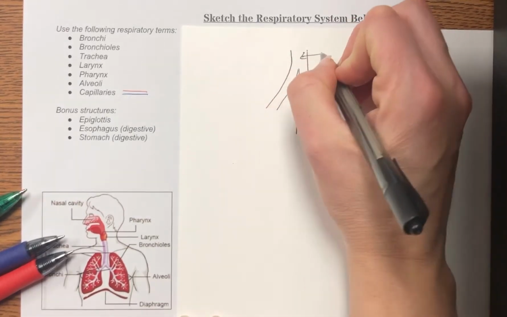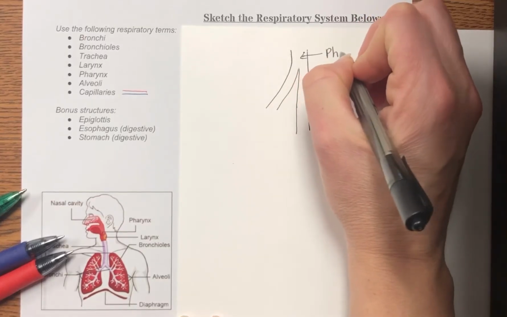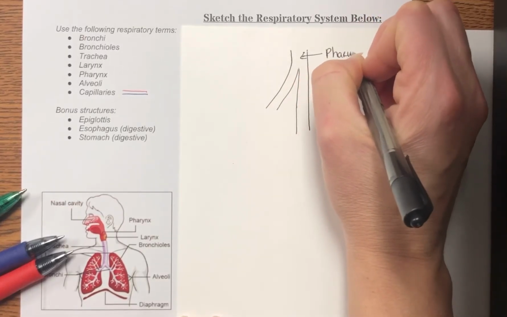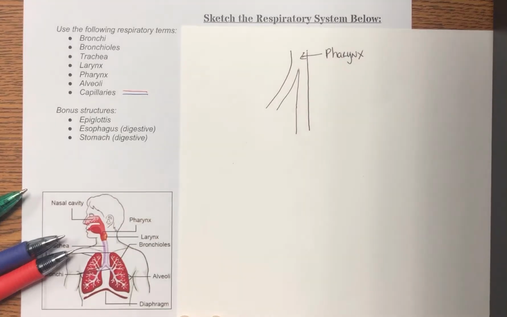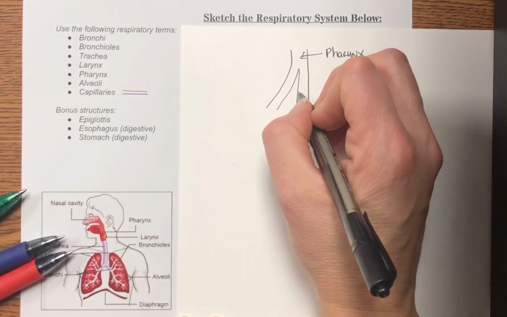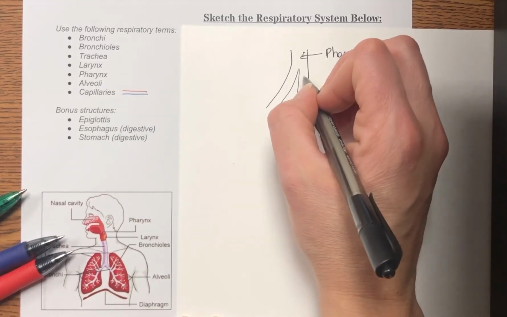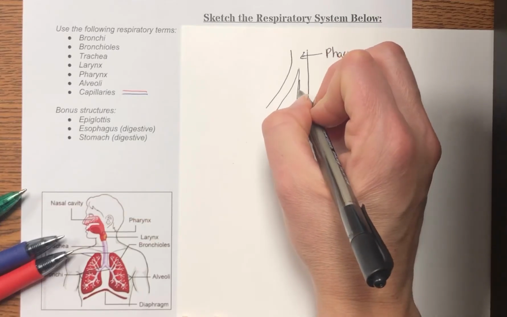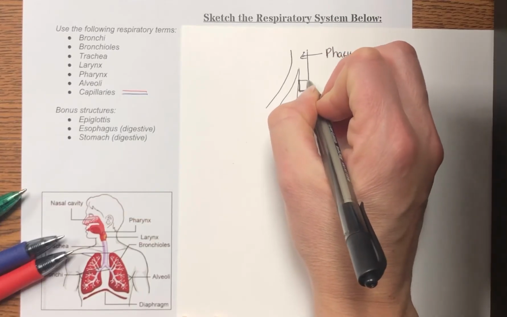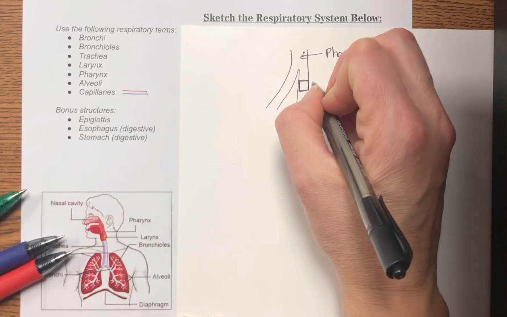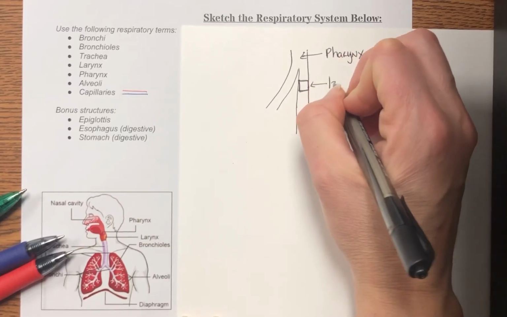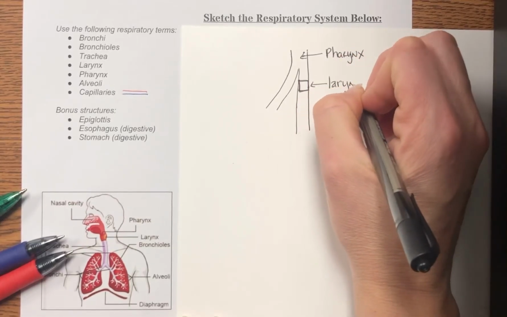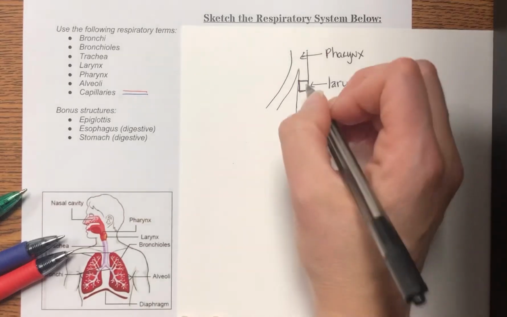This is your throat, which we call the pharynx. Okay, then down below, I'd like you to draw a box in this tube. Make sure you're doing it in the correct tube. It's not really a box, but that would be the larynx, also known as your voice box.